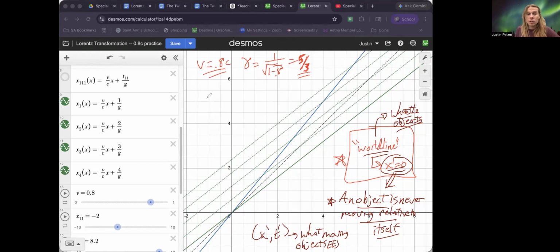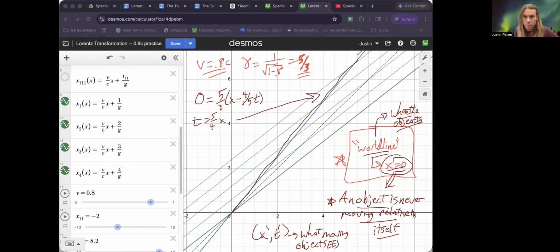So x prime equals 0, if we plug that into our Lorentz transformation, please look at those equations right now with your eyes. Gamma, x minus vt. Say it in your mind. Gamma is 5/3. x minus 0.8, I'll write it as 4/5 t. You solve for t, you get t equals 5/4 x. That is this line right here.